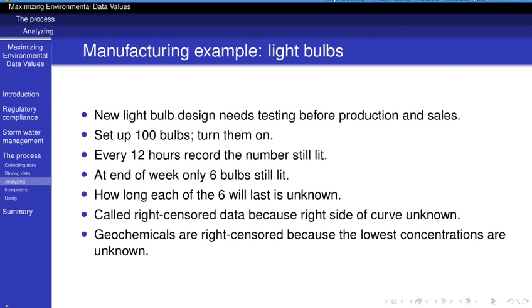Using the mathematical description of the probability curve that fits their data, they can calculate the mean time between failures as the mean of that distribution and also estimate the standard deviation of light bulb life.